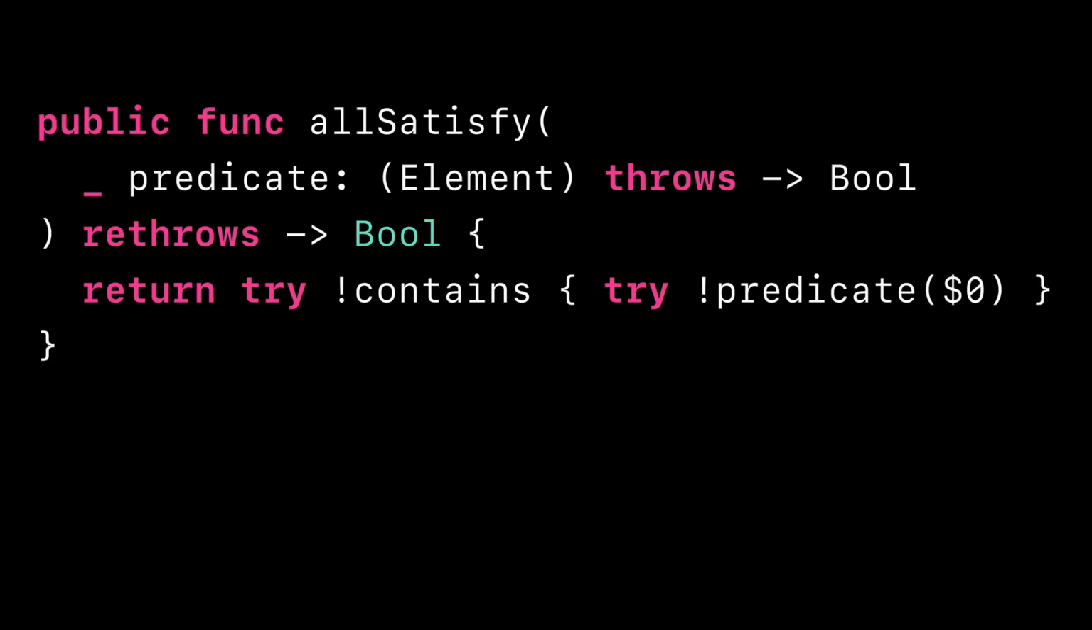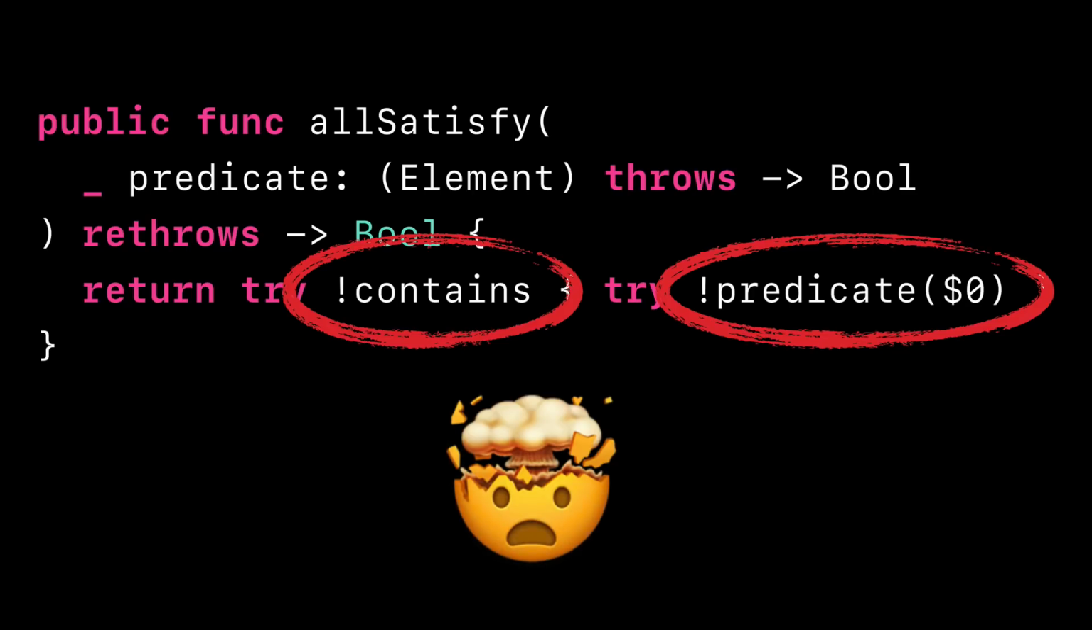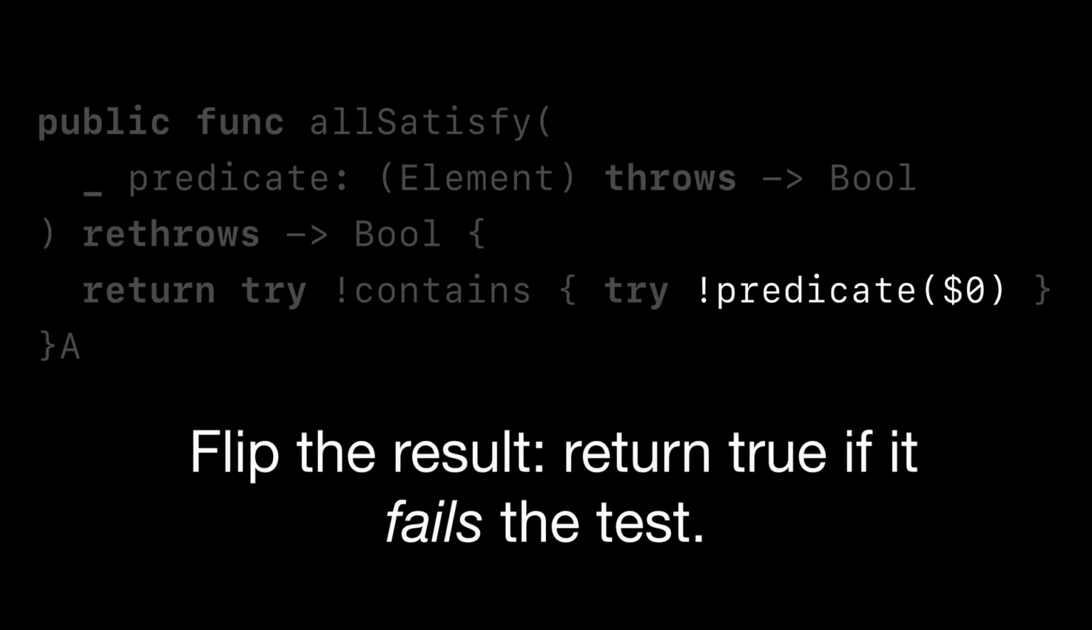But it's a bit hard to read because we have this not predicate backed up by a not contains, and the double negatives kind of hurt my head slightly. But let's break it down a little bit. What we're saying is this thing, the test returns true if each item passes. That's the point of the predicate. Is this thing a double-digit number or not? But we flip that around. Return true if the item fails the test.